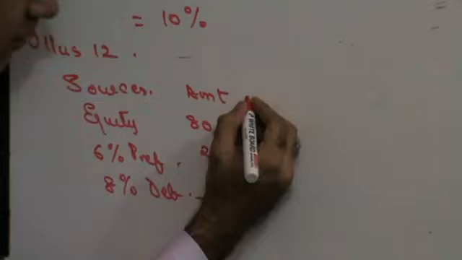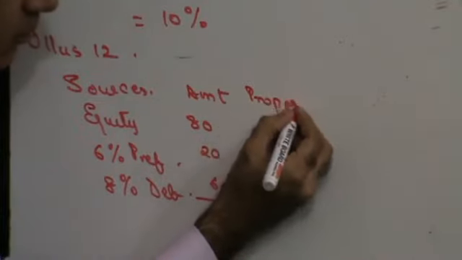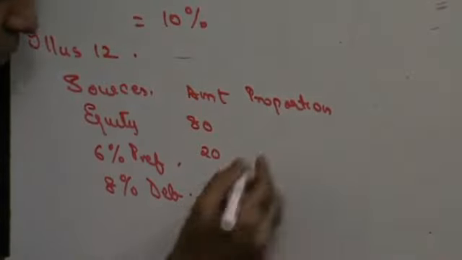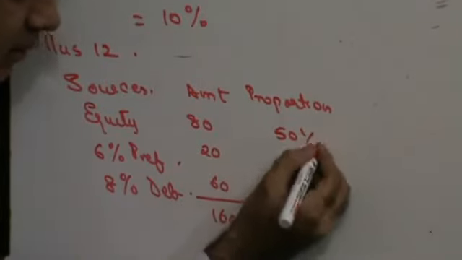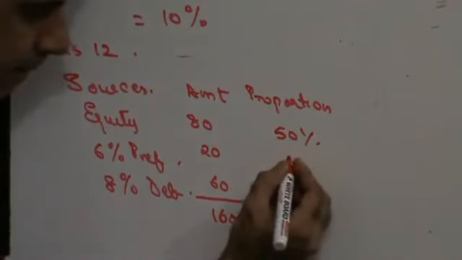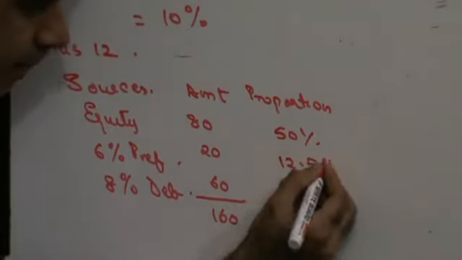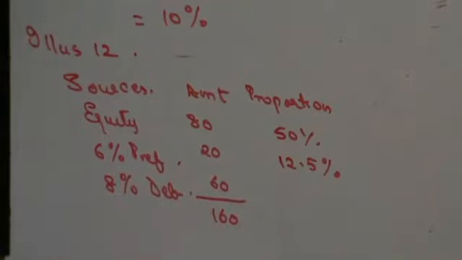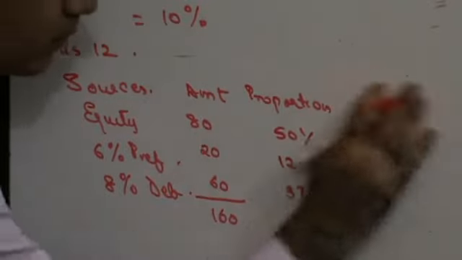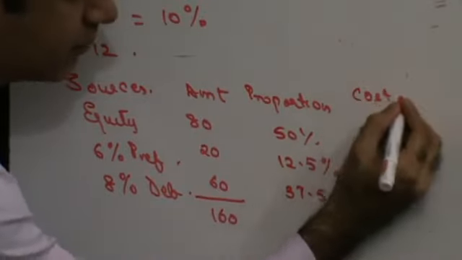Fine. Let's find out the proportion. 80 divided by 160 into 100 is 50%. Right? 20 divided by 160. Someone please do, how much is 20 divided by 160? 12.5. 60 divided by 160. 37.5. Right? Now, cost of capital.